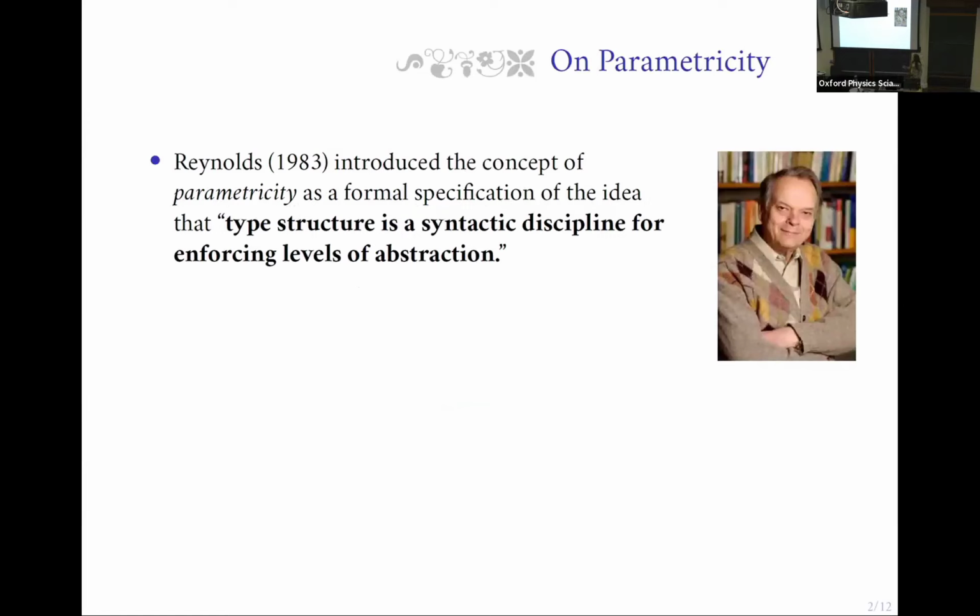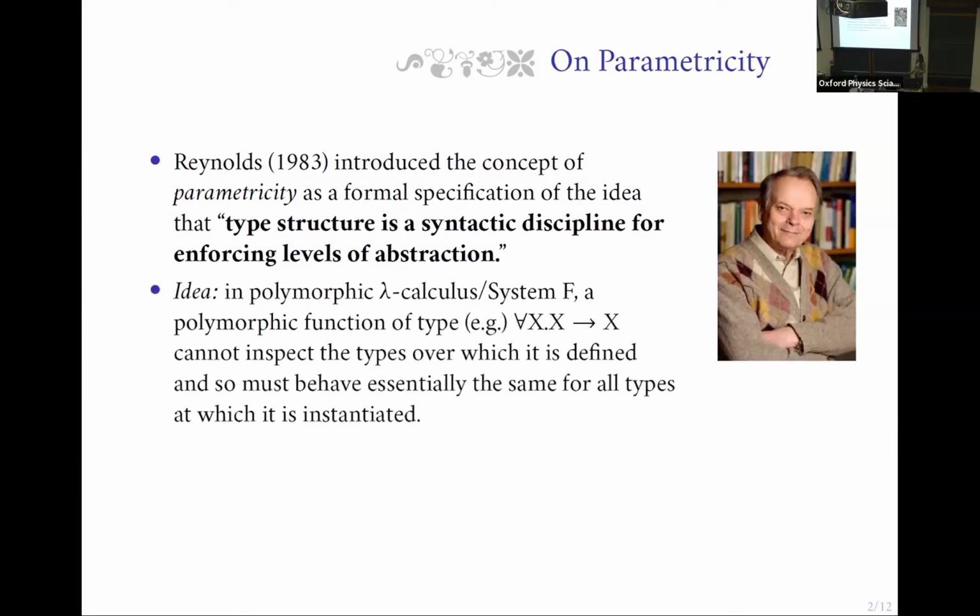So in 1983, John Reynolds introduced the idea of parametricity as a formal specification of his idea that type structure is a syntactic discipline for enforcing levels of abstraction. And what that means, roughly, is that in a system like polymorphic lambda calculus, or System F, a function with this type here can't inspect the types over which it's defined. And so it has to behave basically the same for all the types X that you can plug in here.